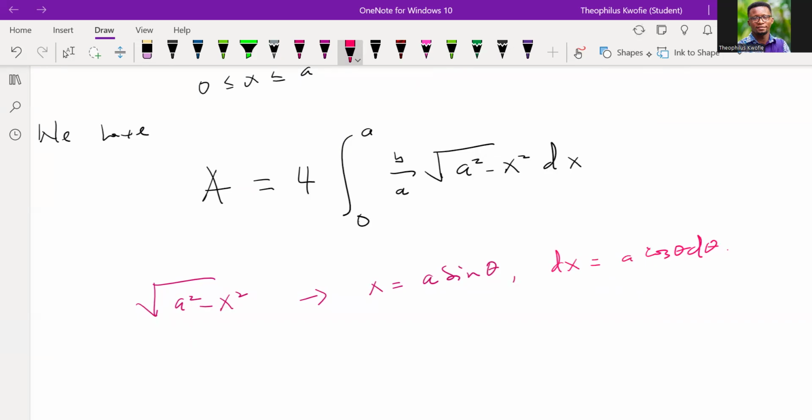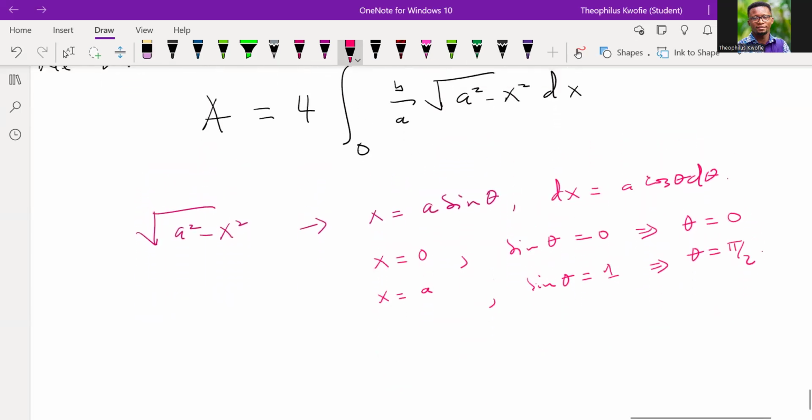Now, to change the limit of integration, we note that X starts from 0, because the lower limit of the integral is 0. So when X is 0, what do we have for theta? It means that we're going to have sine theta equal to 0, in which case theta should be 0. And when X is equal to A, sine theta should be equal to 1, right? Which implies that theta should be pi on 2. So let's take note of that. Very important.